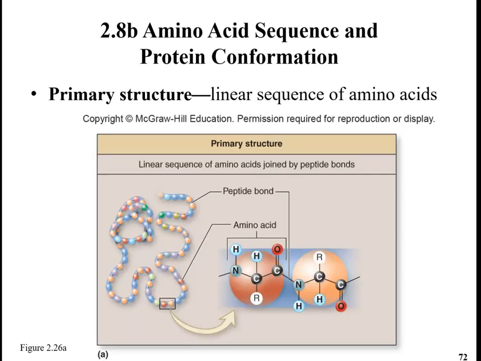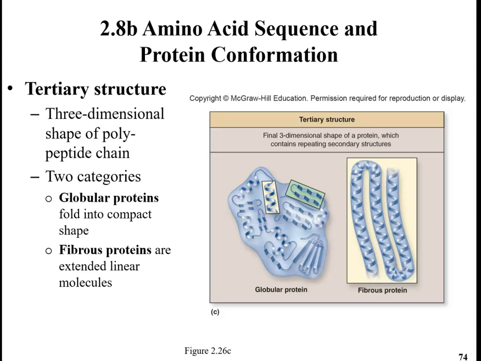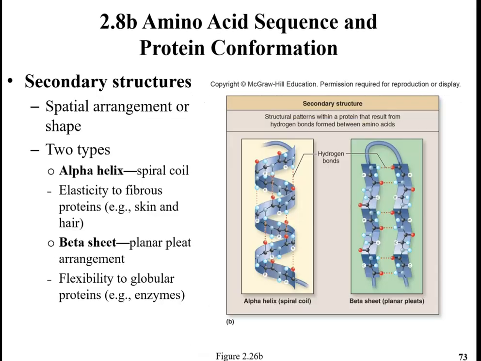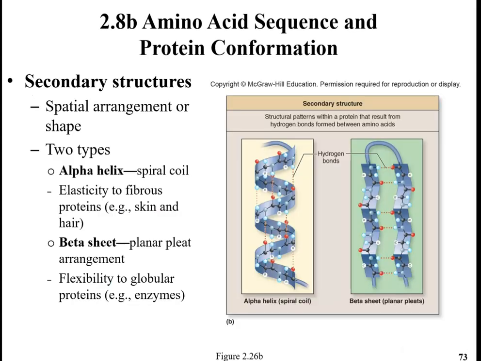All right, protein conformation, we talk about it in terms of four structures. We talk about the primary structure of protein, we talk about the secondary structure, the tertiary structure, and finally, the quaternary structure. So the primary structure of protein is simply the sequence of amino acids. It's which amino acid comes next. Secondary structure, on the other hand, is the spatial arrangement or shape of that sequence of amino acids.